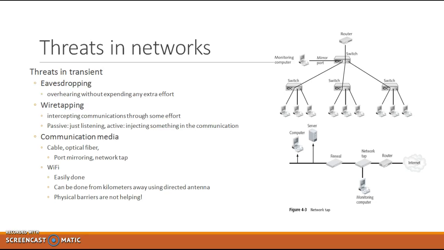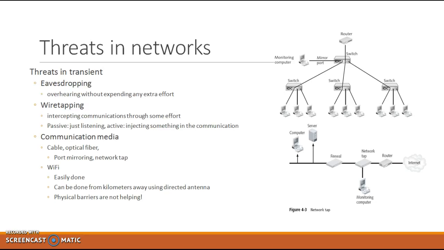What's wiretapping? Wiretapping is a little bit more advanced than eavesdropping. That's called intercepting communication through some effort. In that you need some more effort for wiretapping. You need to connect some wires or go through wireless, and listen to the communication between the two parties. Passive wiretapping is just listening, not reacting to it, not adding or removing something from the conversation. Active means injecting something in the communication. You add something from your side in the packet, or you delete something in the packet. That is called active wiretapping.